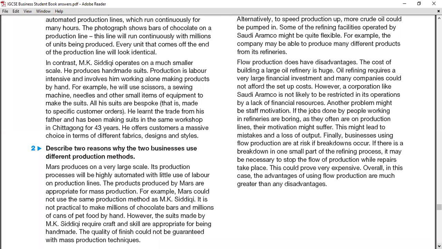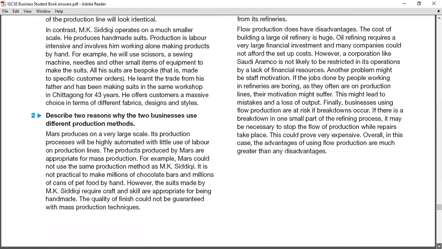Another problem might be staff motivation. If jobs are repetitive, people working in refineries get bored. They often work on the production lines, their motivation may suffer, and this might lead to mistakes and loss of output. Yes, some workers have to go and work 100 days without holidays. They work in the middle of the sea, three months consecutively. Then only they can go for a small break and come back home after that.